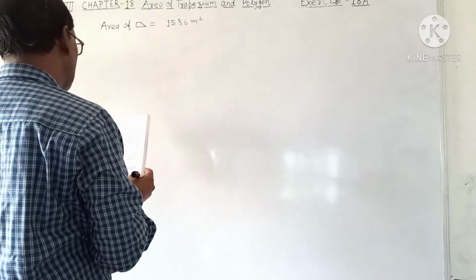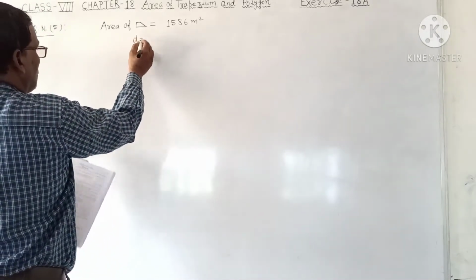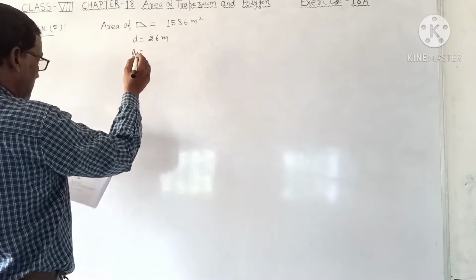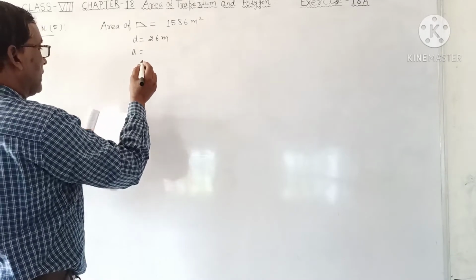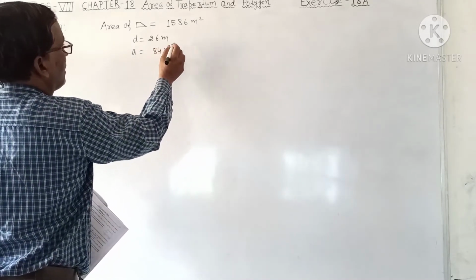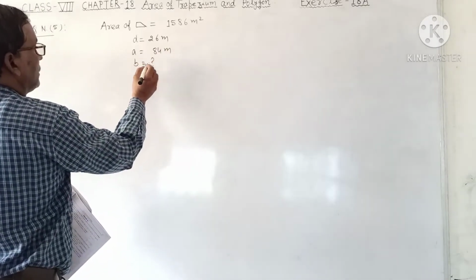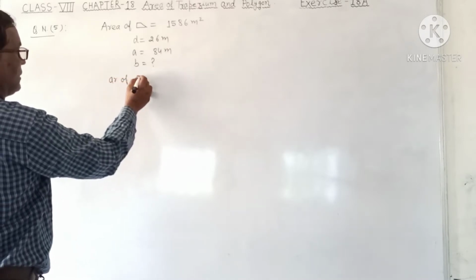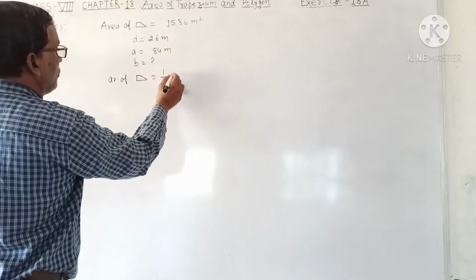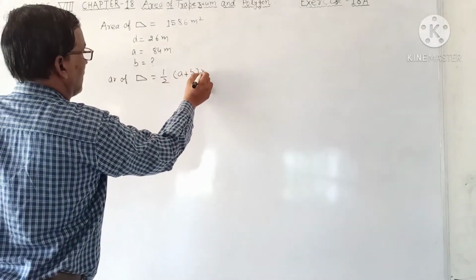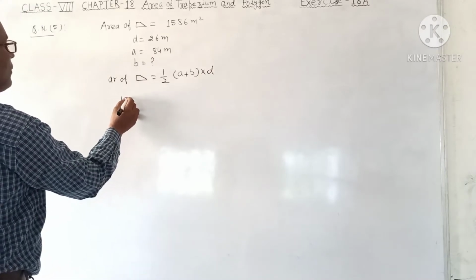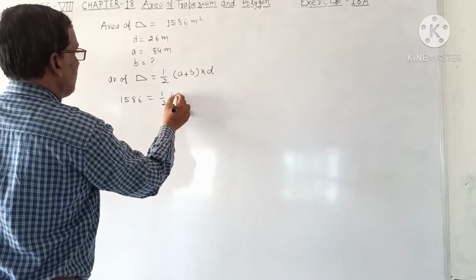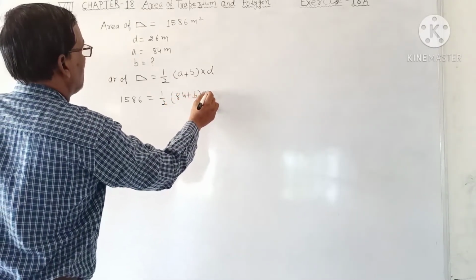It is given, and distance between them d equal to 26 meter, and one of the parallel side is 84 meter. Then find the other side. Therefore b equal to... the area of trapezium equal to half into (a plus b) into d. 1586 is equal to half into (84 plus b) into 26.